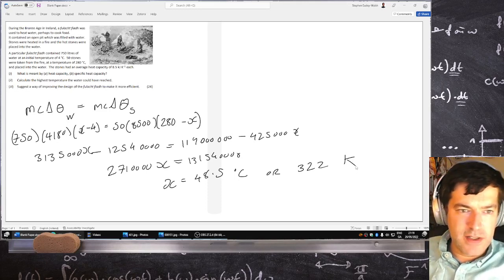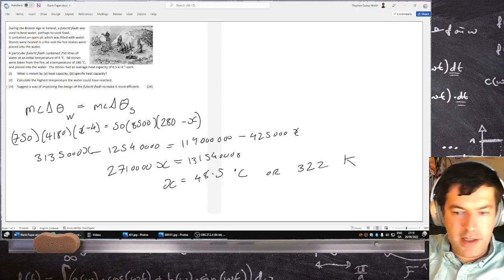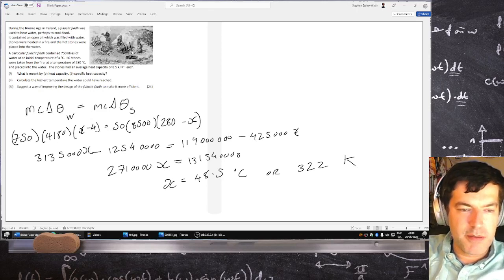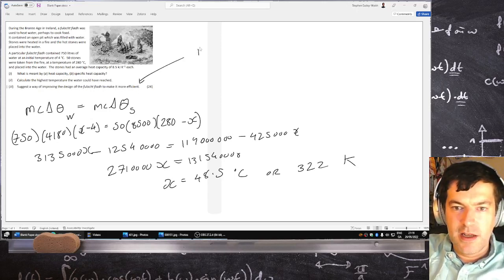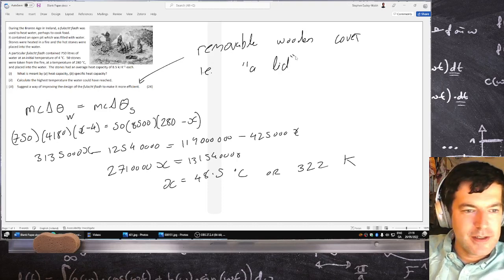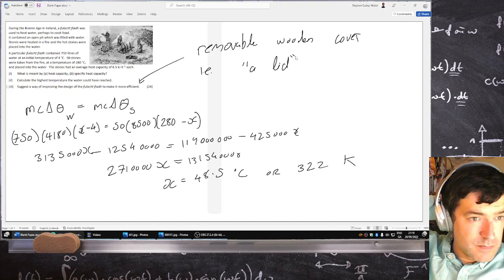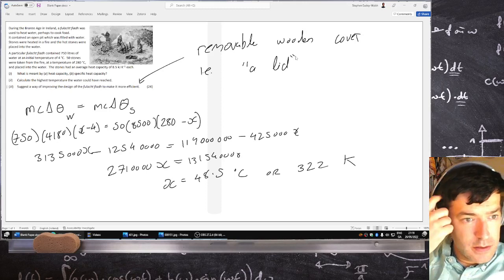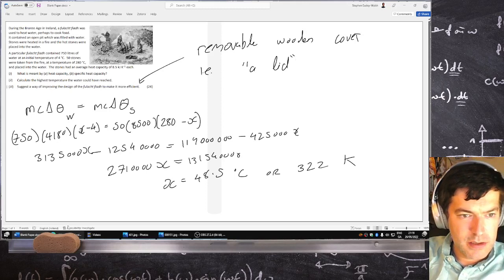How could you improve the design of it? I don't know. I think what might be missing is some kind of cover, a wooden cover that they can pull over it to keep the heat trapped in. That'd be my guess. So I'm going to say a removable wooden cover, i.e. a lid, so to speak. Okay, I think that's okay for that part.